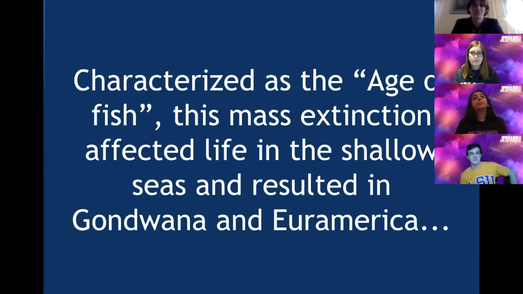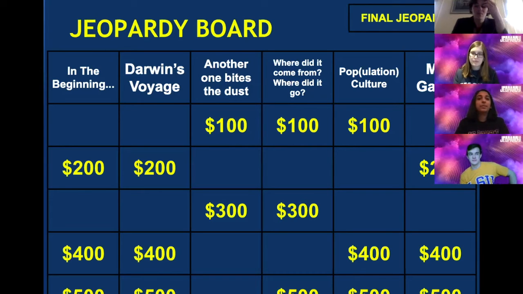Characterized as the age of fish, this mass extinction event affected life in the shallow seas and resulted in Gondwana and Euramerica. Sanjana. What is the late Devonian extinction event? Beginning for 4, please.